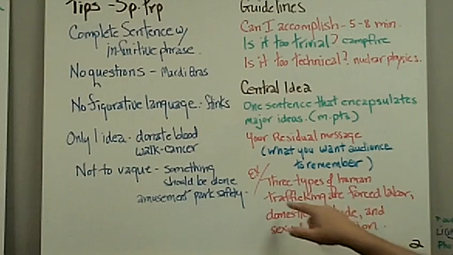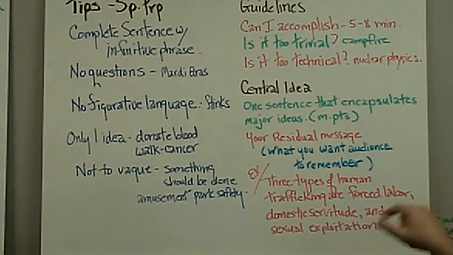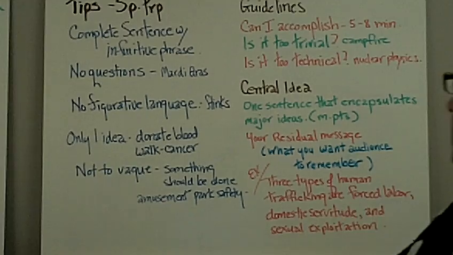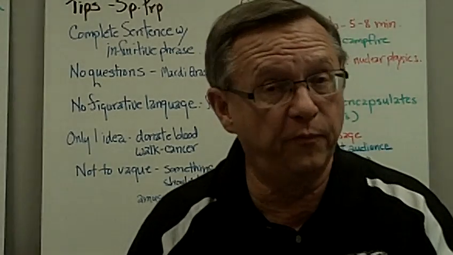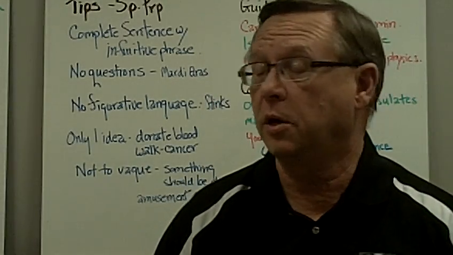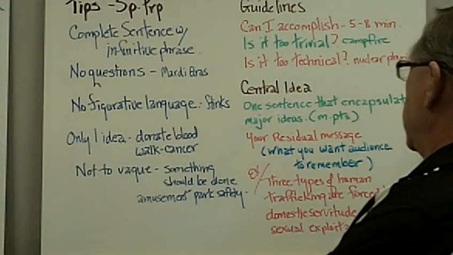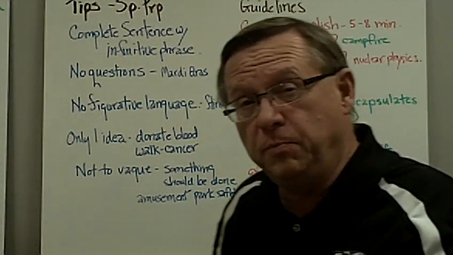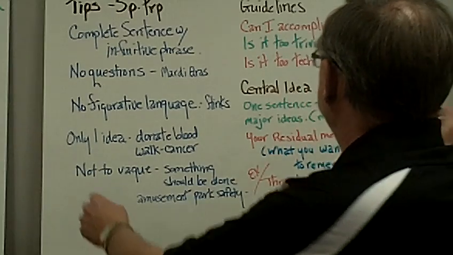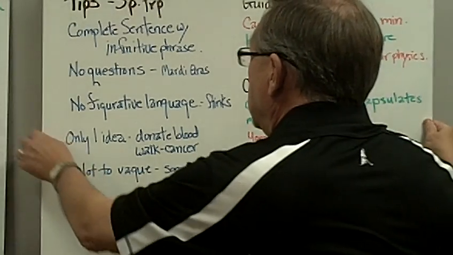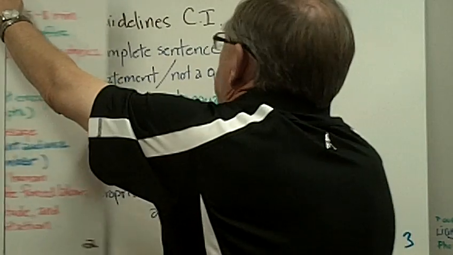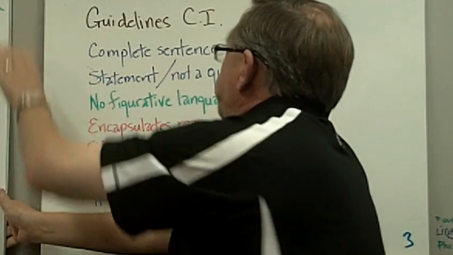Three types of human trafficking are forced labor, domestic servitude, and sexual exploitation. One student did a very excellent speech on that topic. And that's a good central idea that encapsulates, you see, it encapsulates the main points of her speech. Now, in looking at the central idea, let's talk about a few guidelines.